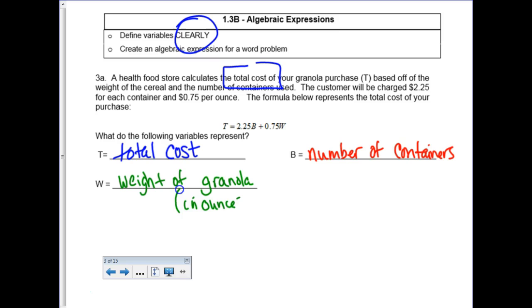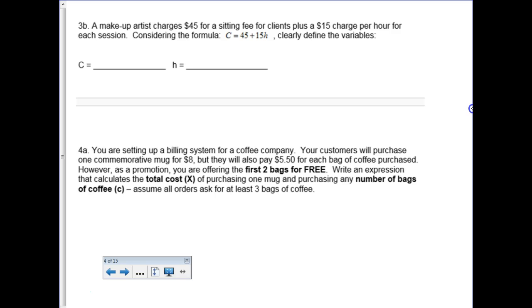We talked the other day in class about never, ever putting the word per down here. So never write per, because that's an automatic wrong answer, so be careful.